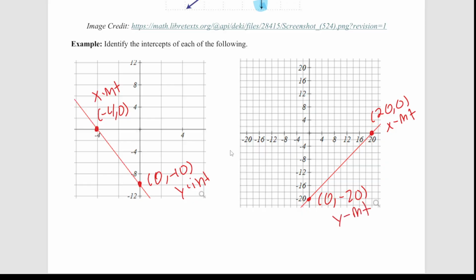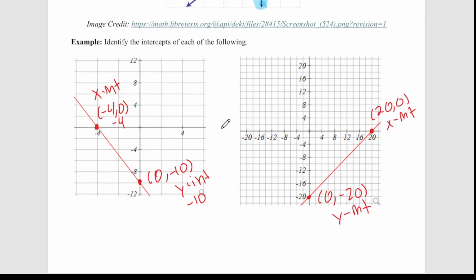Depending on the situation, they may want you to write out the full coordinate just like we did, or they may sometimes just have you list, hey, the x-intercept's at negative 4, with the implied knowledge being that if it's an x-intercept, that means y is 0, or similarly, the y-intercept is negative 10, because the implied knowledge is that that x-coordinate has to be 0. So just pay attention to the formatting that you're supposed to be doing in the problem.